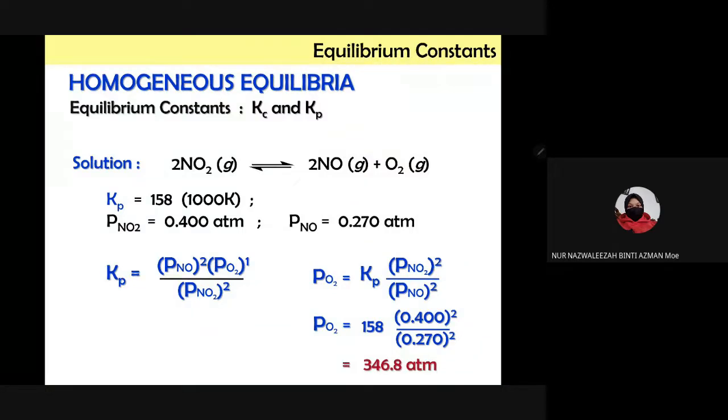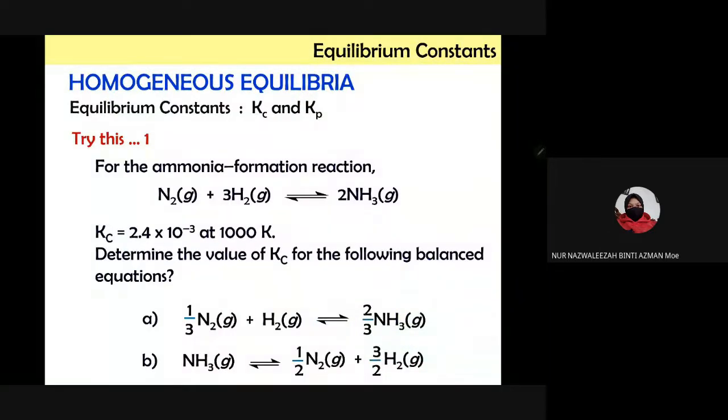Alright, so now let's proceed to the next more example. Okay, so ini adalah a type of question yang menggunakan mostly matematik lah. So it gives you here, for the ammonia formation reaction, we have N2 reacting with 3H2 to form 2NH3. And Kc is equal to 2.4 times 10 to the power of negative 3 at 1000 Kelvin. Determine the value of Kc for the following balance equation.